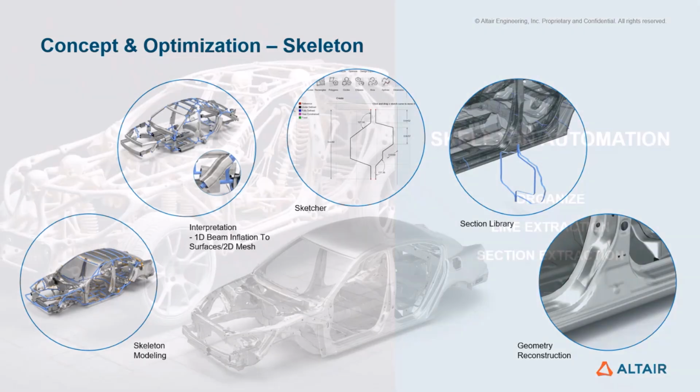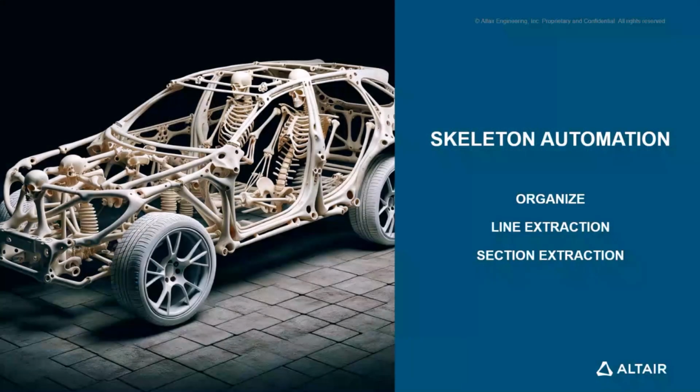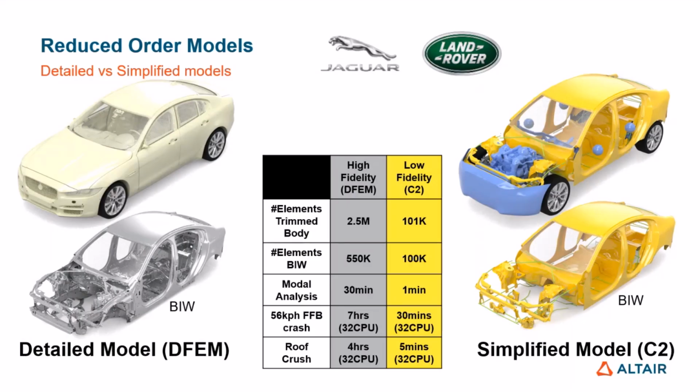So let's talk about what we're doing for the skeleton automation in 2025. So there's three main updates: organize, extracting the midline, and then improving and extracting the sections directly. Why do you want to do all this to start off with? Essentially, it's reducing the model runtimes. So maybe for modal, you don't see much benefit, but certainly for crash and optimization, this is where you get the real bang for the buck.